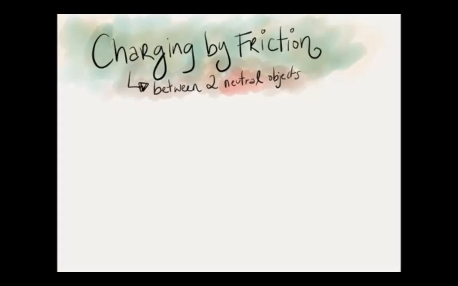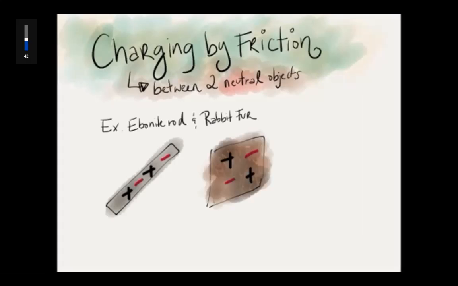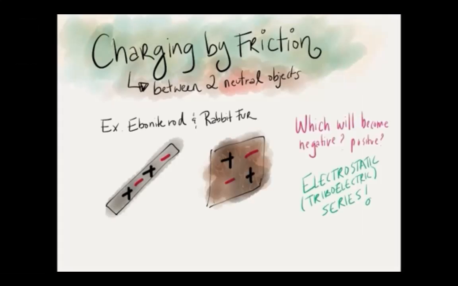Charging by friction. When you're charging by friction, it's always between two neutral objects. In this example, we're going to be looking at the ebonite rod and the rabbit fur. The important thing to note is that both of the images are neutral because they have the same number of protons as electrons.